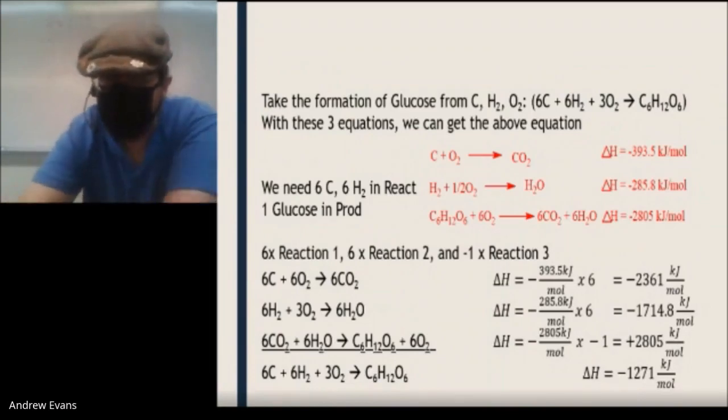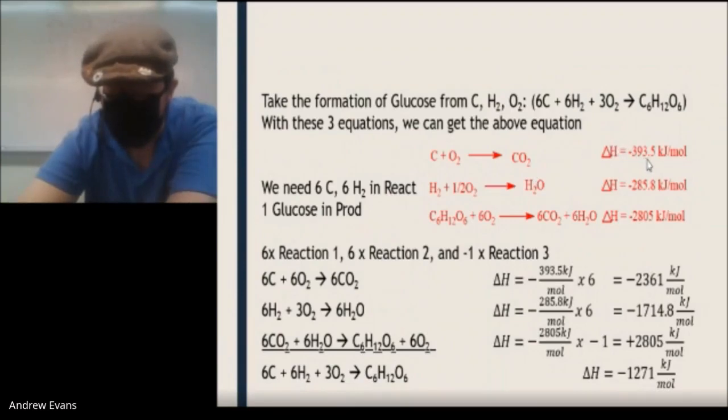So what we can do is measure it indirectly by looking at 3 simpler reactions that have a direct product that we can measure. Carbon plus oxygen goes to CO2. We can do that one. We can burn that, no problem. It has an energy of negative 393.5. Hydrogen plus O2 goes to H2O. That's negative 285.8.